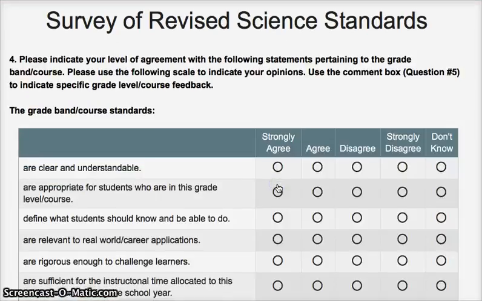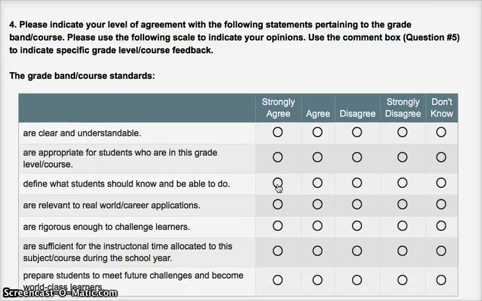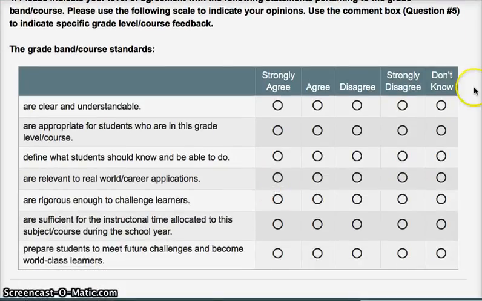Then I come to a series of questions, and I'd like to talk about these for a moment so that you feel more comfortable. Number one, are the standards clear and understandable? Well, it helps to read through them yourself, and overall, I would agree. Are they appropriate for the students who are in this grade level or course? Well, personally, I don't think evolution should be in there, so I would say that would be inappropriate.